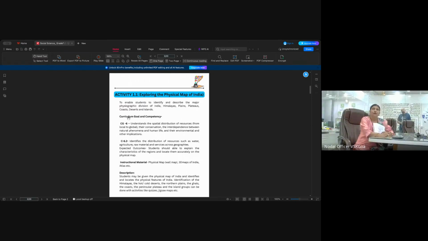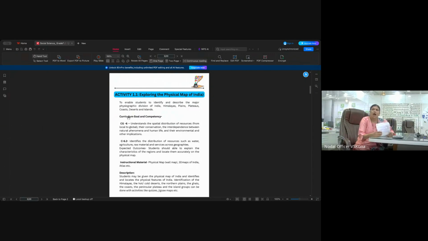Here, for week 1, we have designed the activity called Exploring the Physical Map of India. The main purpose behind this activity is that the child should be able to identify and also understand the physical features of India. The teacher may display the physical map of India and ask the students to locate as well as identify the different physical features. Like, for instance, the northern mountains or the northern plains.